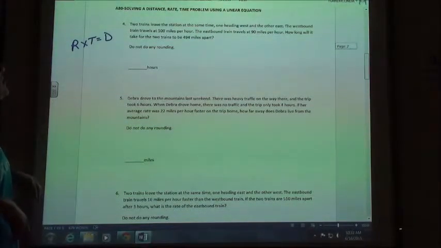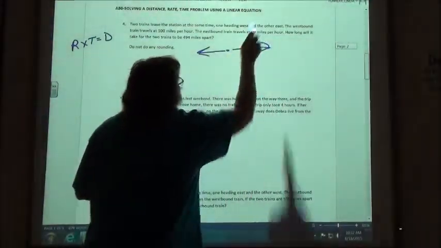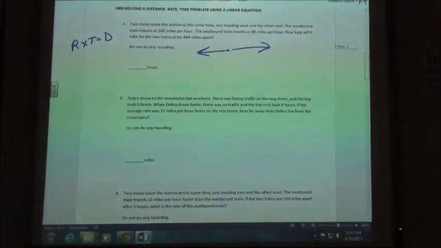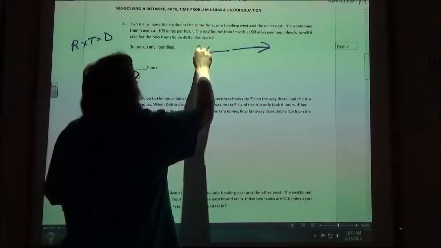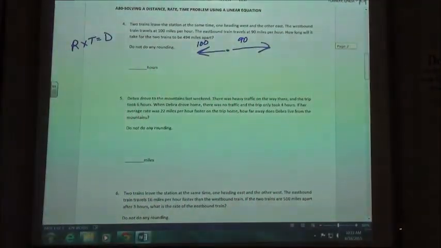Two trains leave the station at the same time. One headed west, the other headed east. The westbound train travels 100 miles per hour. The eastbound train travels at 90 miles per hour. So the rate here is 100, the rate here is 90. How long will it take the two trains to be 494 miles apart?